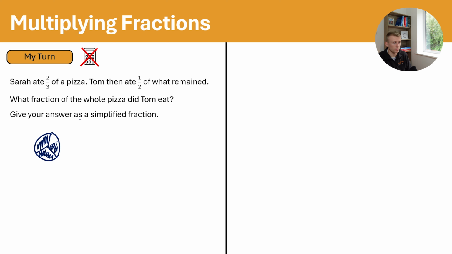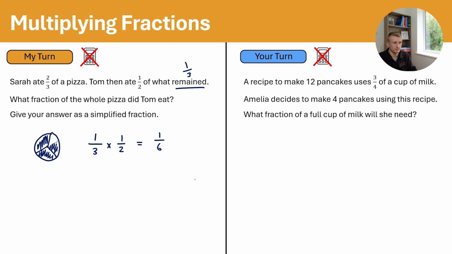But let's show that using our fractions. If Sarah ate 2/3 of the pizza, and Tom then ate half of what remained, we want to think, what fraction remained? Well, if she ate 2/3, then 1/3 is left over. And so he had this 1/3 of a pizza, and then he had half of it. So we could multiply these fractions together to give us our answer. 1 multiplied by 1 is 1, 3 multiplied by 2 is 6. So Tom ate 1/6 of the original pizza. Pause the video and give this question a go.